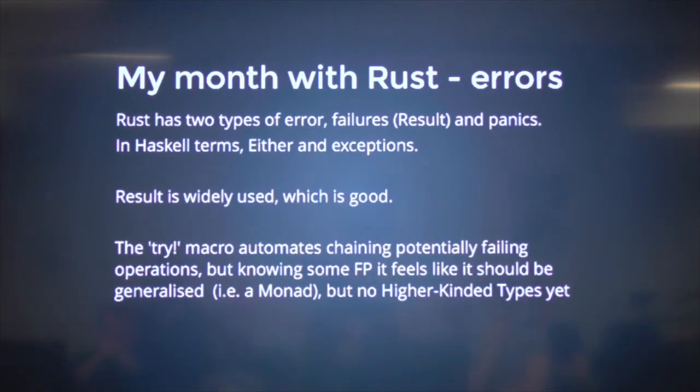One thing that is a bit annoying is there's a macro called try, which is for chaining potentially failing operations together. That's okay, but having done some functional programming before, it kind of feels like this should really be generalized. And really what they want is a monad. But because they don't have higher-kinded types, that isn't there. And higher-kinded types are still something they're looking at. It's just got no fixed timeline because no one has done the hard work of figuring out how to make higher-kinded types work properly with lifetimes. It's sort of an open research thing that no one's solved properly yet.